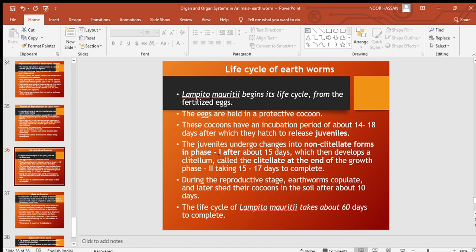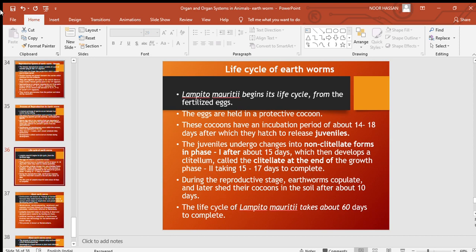So this is what is happening during phase 1. After about 15 days, it develops a clitellum, and this is called a clitellate form. Initially, juveniles are called non-clitellate forms because they don't have a clitellum, and in phase 2 they develop the clitellum. At the end of growth phase 2, the formation of the clitellum is complete. It takes 15 to 17 days to complete.